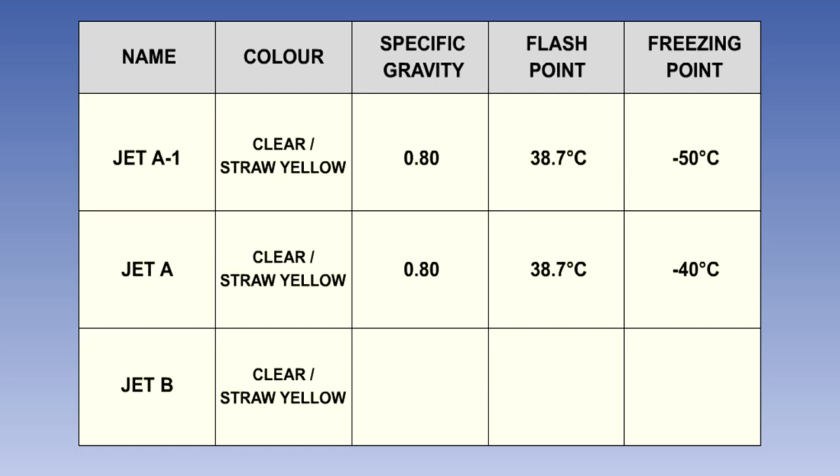AVTAG is known in civil aviation as Jet B. It is not generally used in civilian aircraft. It is a gasoline and kerosene mix with a nominal specific gravity of 0.77 at 15 degrees Celsius. It has a flash point of minus 20 degrees and a waxing point of minus 60 degrees Celsius. Because of the very low waxing point, it may be found in use at a small number of civil airfields in very cold climates.